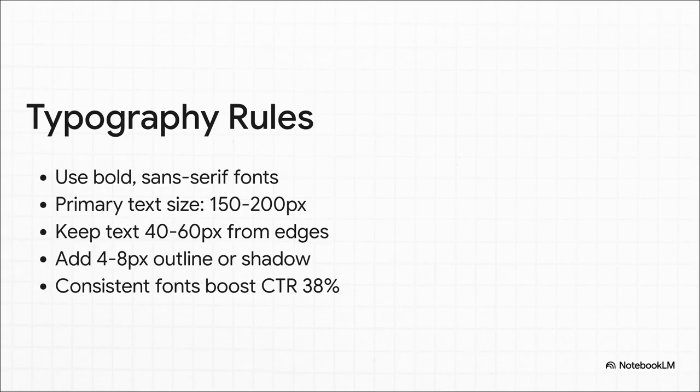Always add a 4 to 8 pixel outline or a drop shadow to make the letters jump off the background. And here is a huge pro tip. Keeping your font choices consistent across all your videos builds brand recognition, which can actually increase your overall CTR by up to 38% over time. Bottom line, readability beats creativity every single time.